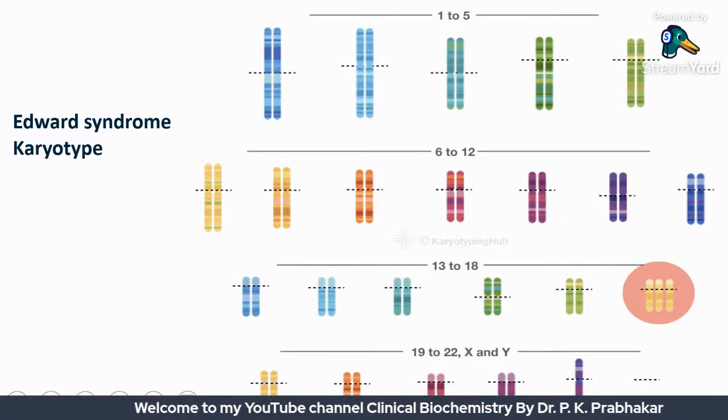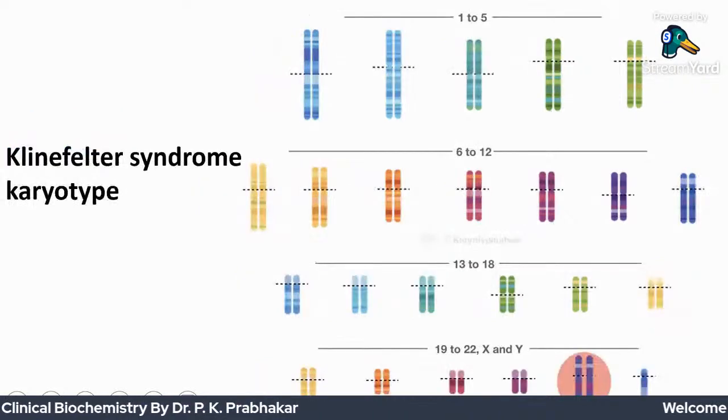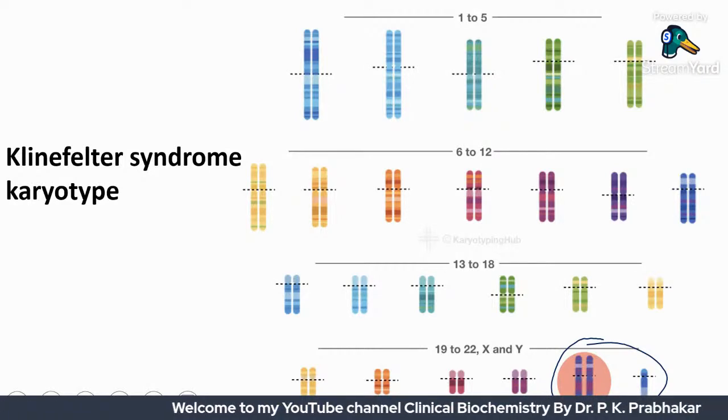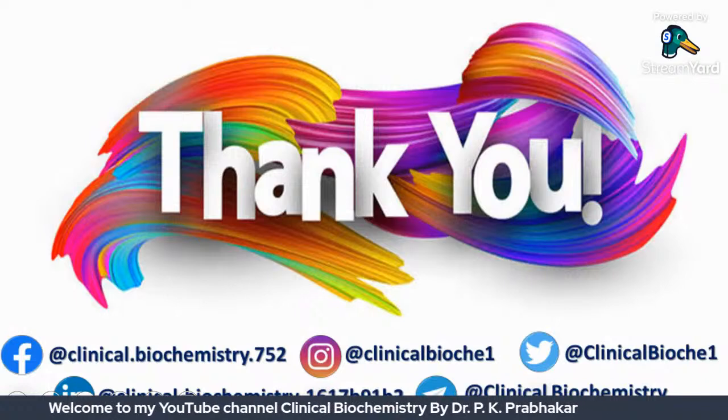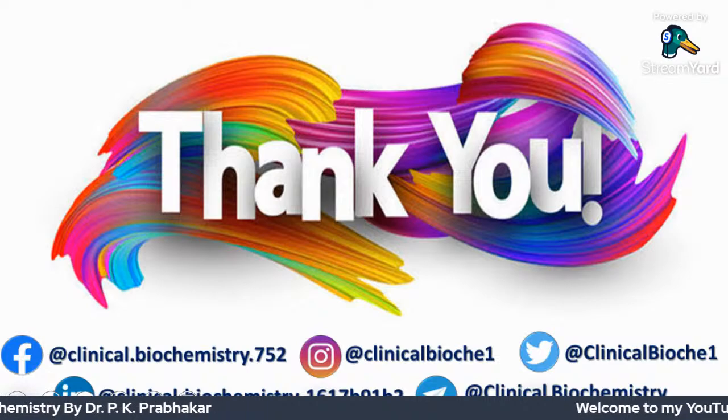At the same time, this is the Edwards syndrome karyotype, where the chromosome 18 pair has three chromosomes. Similarly, this is Klinefelter syndrome, where in place of XY we have XXY. These are the different examples of karyotyping. So this is all about karyotype and karyotyping.